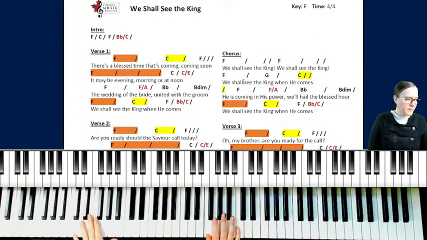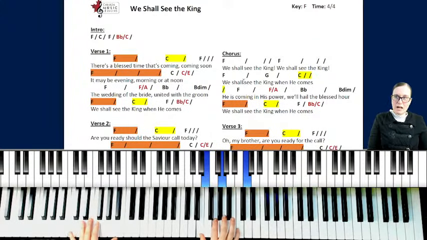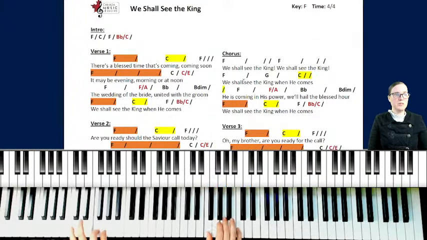Hi, Donalyn. So we've got, there's a blessed time that's coming soon. Already sounding a little bit more exciting. It may be evening, morning, or at noon. And then 2 E's. The wedding of the bride, united with the groom. We shall see the King when he comes. So I'm not changing anything, I'm just adding more left hands.